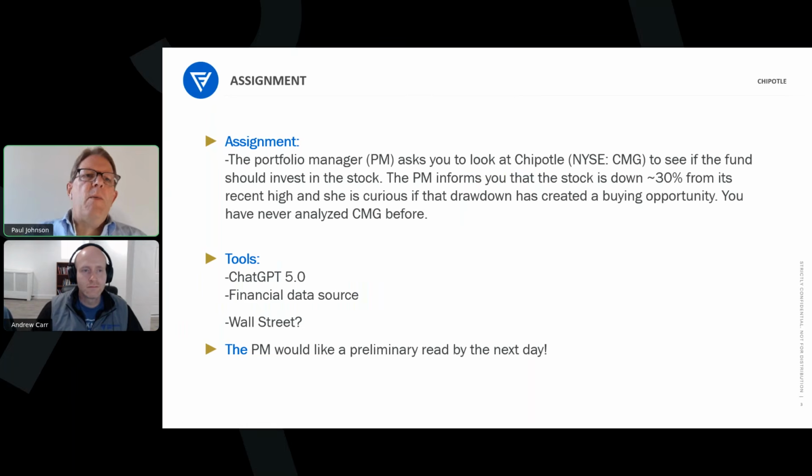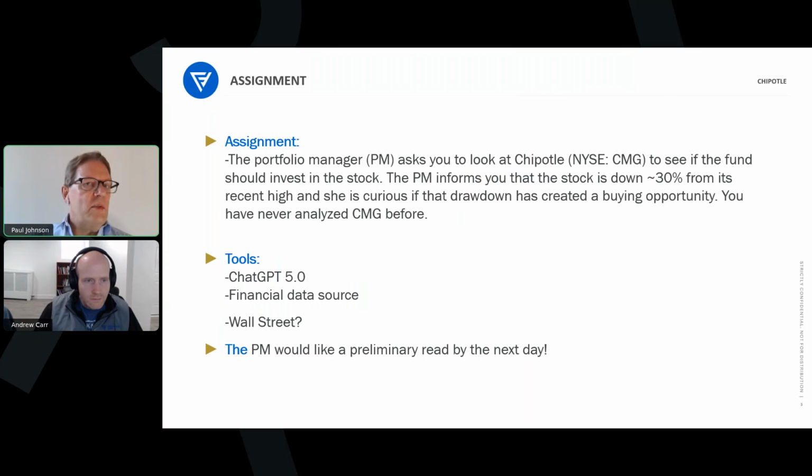Chipotle. All right, so this is the way I want to frame the case. I think this is close to a real world situation, or it's certainly a situation that I've been involved in many years ago in my career, and I still hear many of my students get involved with. I'll read this because I think it's a good setup. Your portfolio manager asks you to look at Chipotle. I gave you a little information to see if the fund should invest in the stock. The PM informs you the stock is down probably about 30% from its recent high, and she's just curious. This is an extremely well-respected company. It has made investors a lot of money over the years.